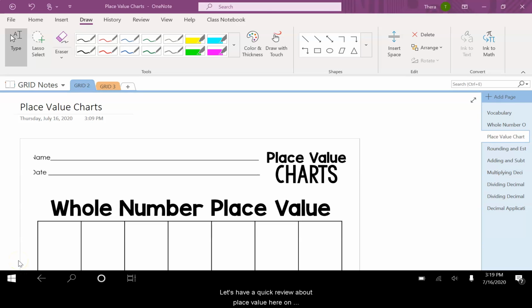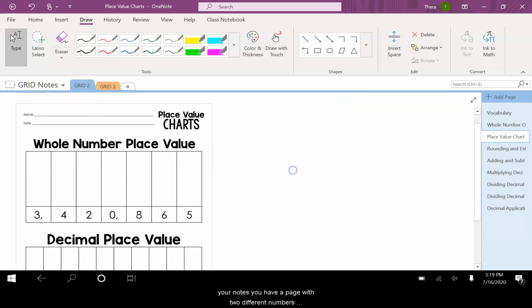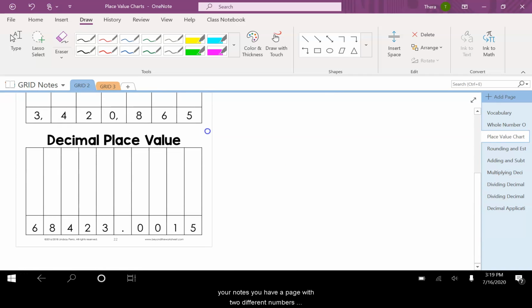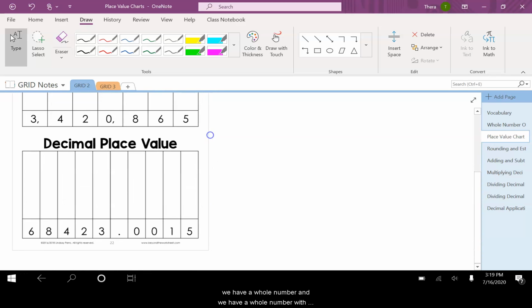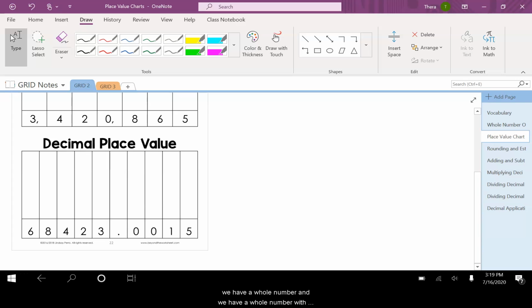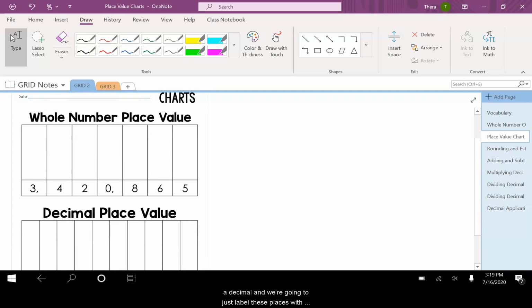Let's have a quick review about place value. Here on your notes, you have a page with two different numbers. We have a whole number and we have a whole number with a decimal. And we're going to just label these places with their place value.